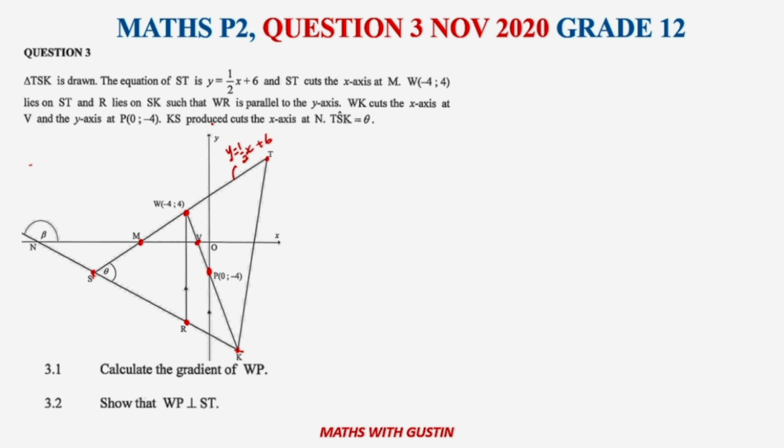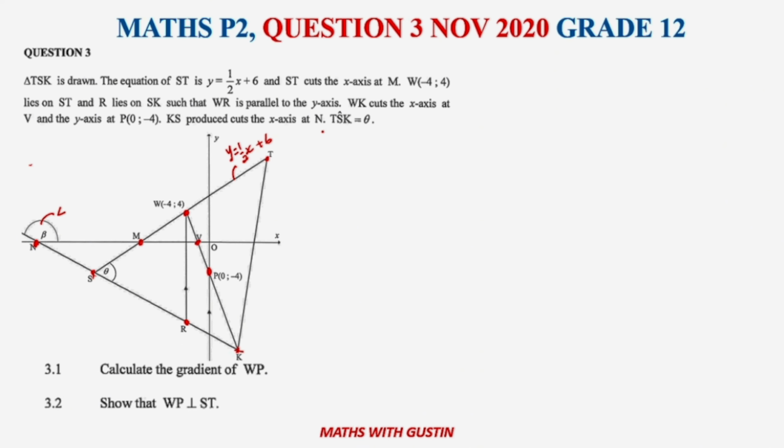KS produced cuts the x-axis at point N. Where's KS? K is here. And KS produced cuts the x-axis at point N, here. When it's cut here, it's giving us this angle of inclination. And then they said angle TSKN is angle theta, which is this angle right here. Great stuff. So now let's go ahead and read the first question and see what we can do.